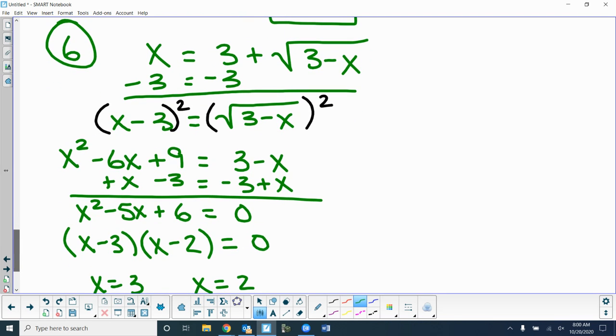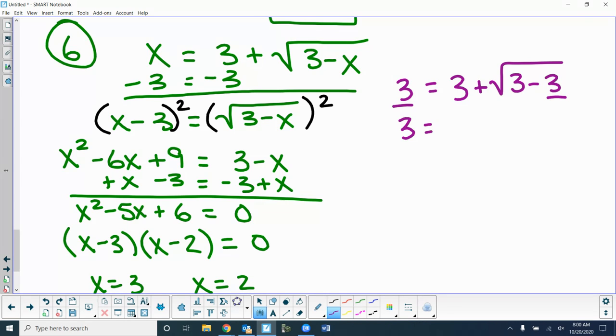There's the original. So I put 3 in for x. So right here and here I had to put a 3. Okay? So I get, that stays 3. 3 minus 3 is 0. The square root of 0 is 0. Plus 3 is 3, so that works. So 3 is okay.